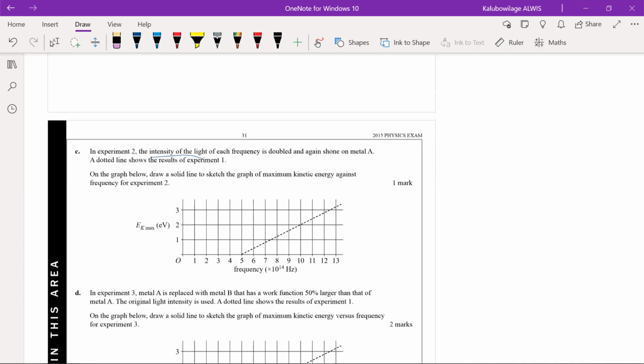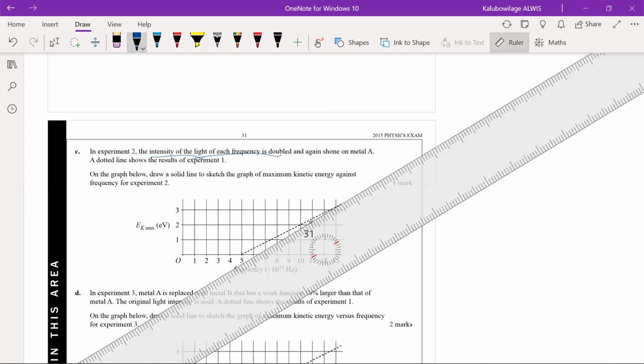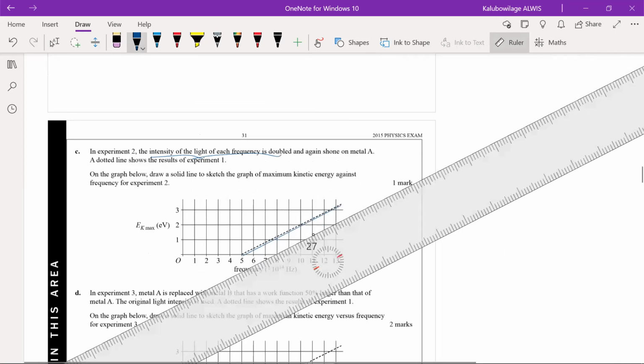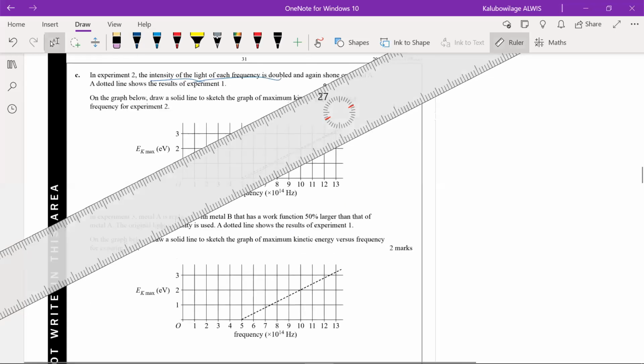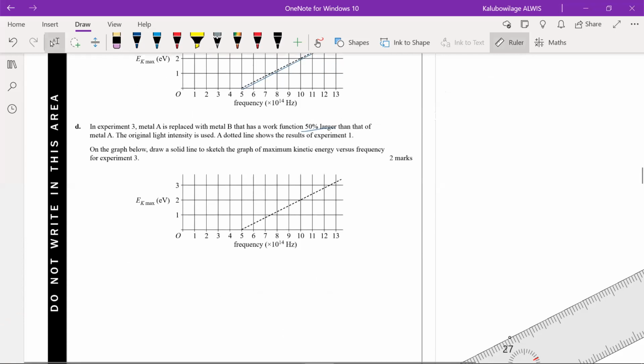Of each frequency. So we know that intensity does not impact the ejected electron energy. So draw a line on top of the already drawn line. Metal A is replaced with metal B, which has a work function 50% larger than that of metal A. Original light intensity was used.